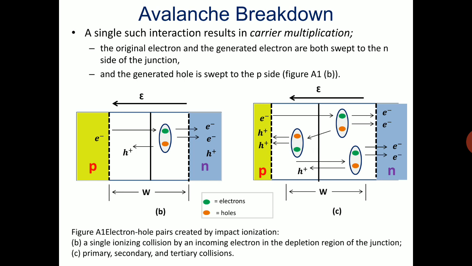Okay, please have a look at the figure and slide again. B and C are the figures depicting the ionizing collision. Figure B is showing a single ion collision, and figure C is showing the primary collision, secondary collision, and tertiary collision. In figure A in the previous slide, we saw the electron hole pair generation. Okay, shall we move? Yes.